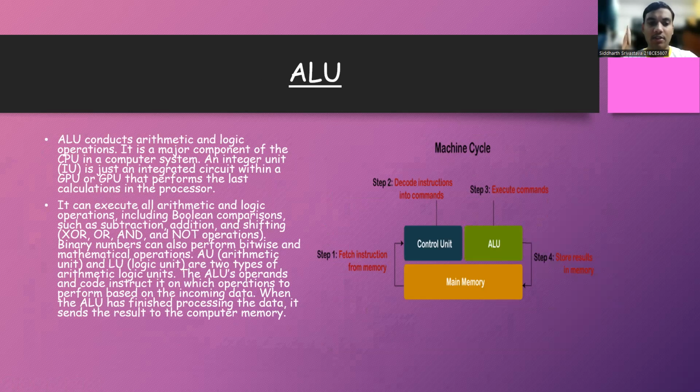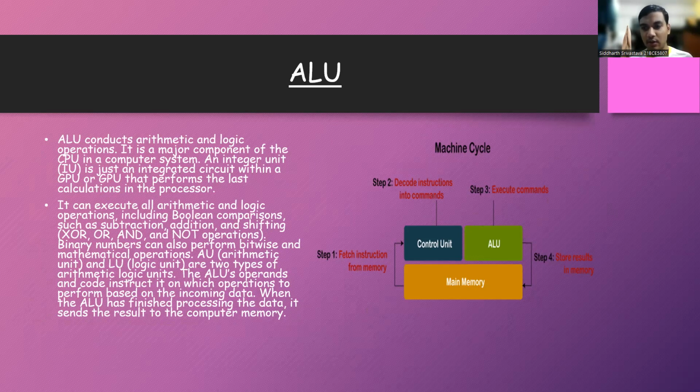An integer unit is just an integrated circuit within a CPU that performs the last calculations in the processor. It can execute all arithmetic and logical operations, like we saw in the previous project, like XOR, OR, and NOT operations. Binary numbers can also perform bitwise and mathematical operations. AU and LU are two types of arithmetic logic units. The ALU's operands and code instruct it on which operations to perform based on the incoming data. When the ALU has finished processing the data, it sends the result to the computer memory.